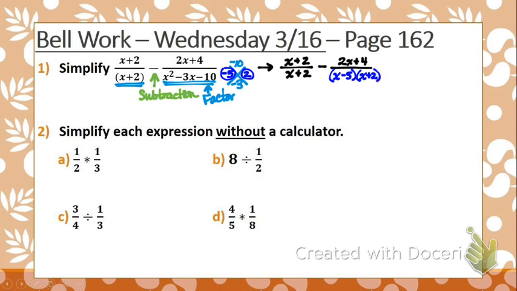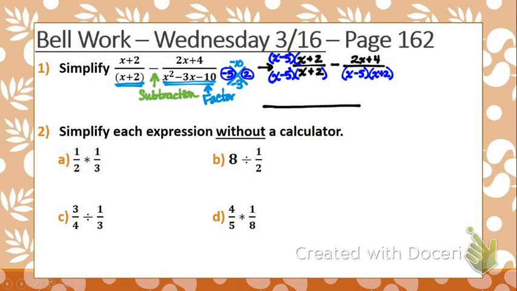So what do I need to do to get my common denominator? Drag x minus 5 to the other side. I'm going to drag it, kicking and screaming, to the other side. Multiply it both to the top and the bottom. So I'm going to write down, I know what my common denominator is going to be. What will my common denominator be? X minus 5, x plus 2.